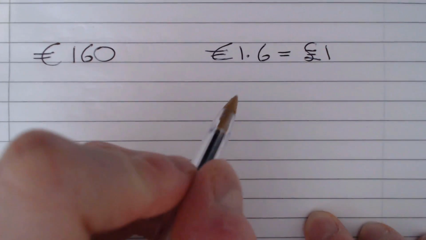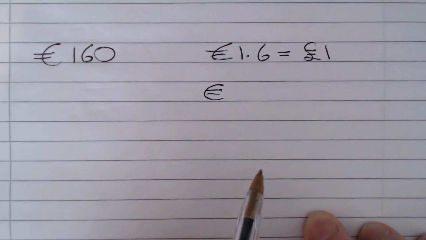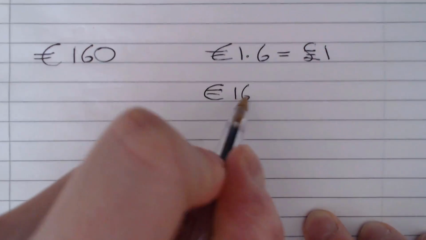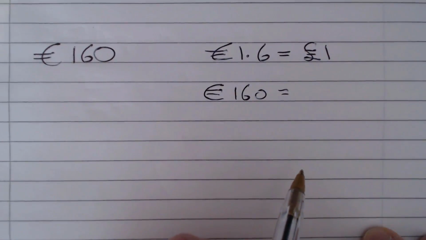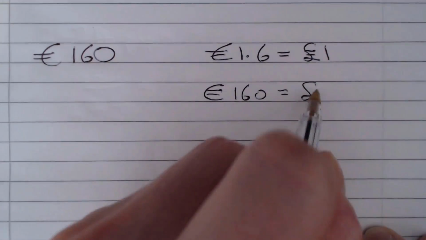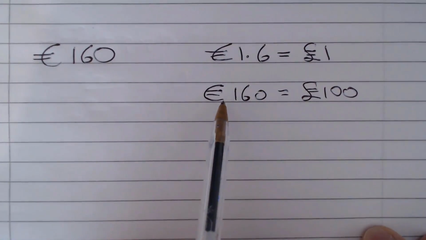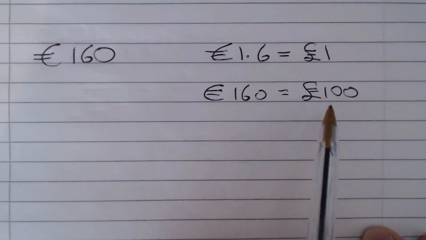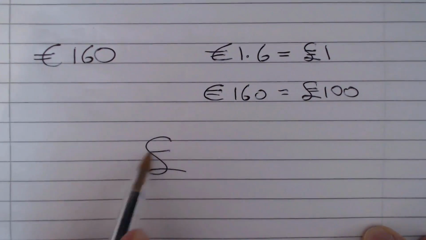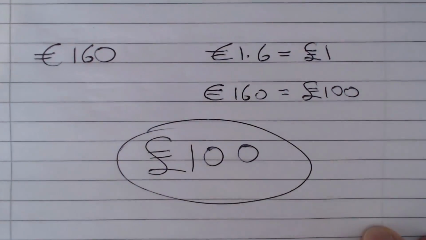And if we do that, on the left we're going to get 1.6 times 100, which gives us 160. And on the right we're going to get 1 times 100, which is 100. So we can see that €160 is equivalent to £100. So the answer to this question is £100.